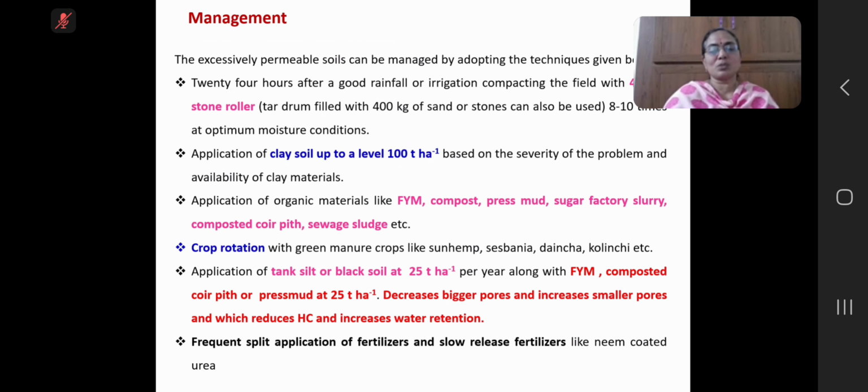Application of organic manures, crop rotation with green manure, and application of tank silt or black soil. So all these amendments will increase the micropores and reduce the macropores, and thereby help to increase the water retention. And also we can go for frequent split application of fertilizers, and slow release fertilizers also can be used to increase the use efficiency of the fertilizers.